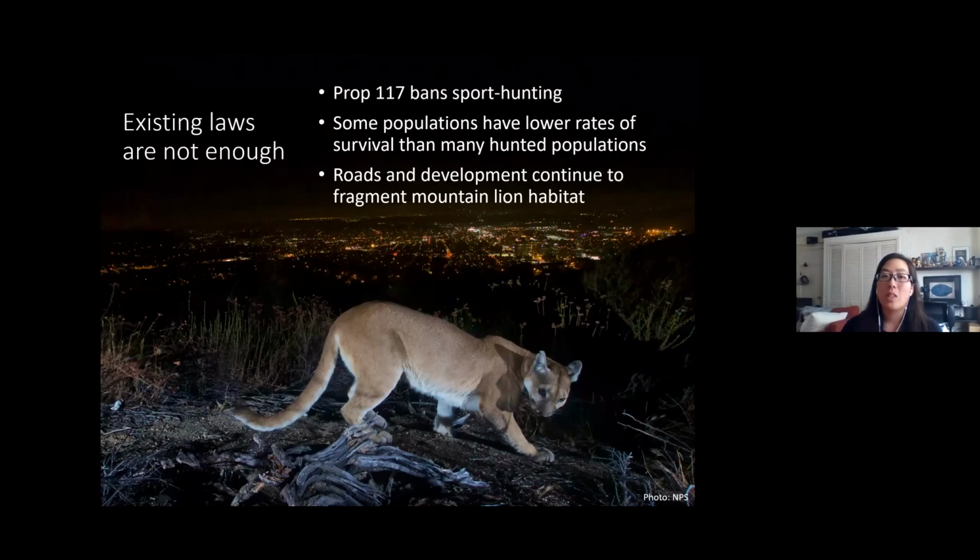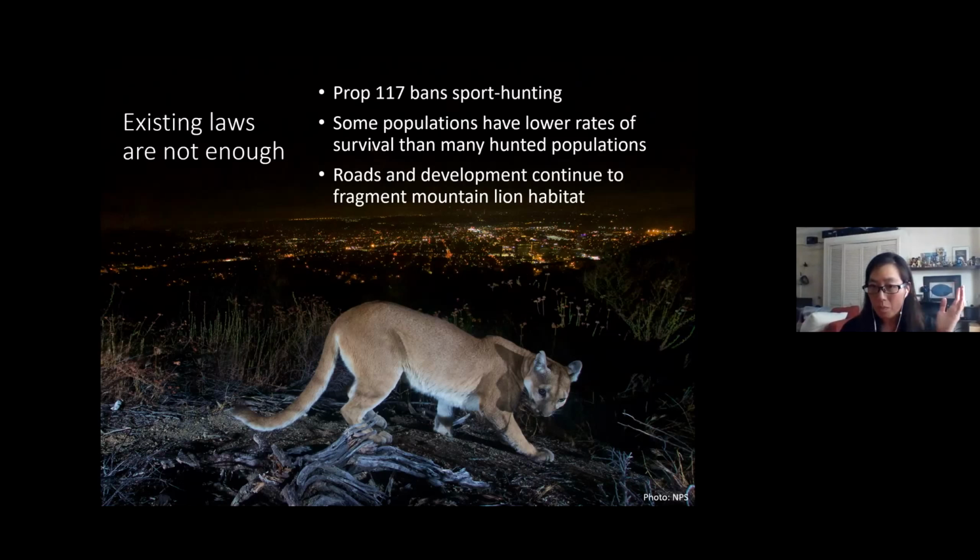And so one of the reasons, when we were thinking about whether we want to petition for these protections under CESA, we wanted to look at what existing laws were and if they were doing enough. And we really just don't think they were doing enough. And so Prop 117 was passed in 1990 by California voters, and it banned the sport hunting of mountain lions.